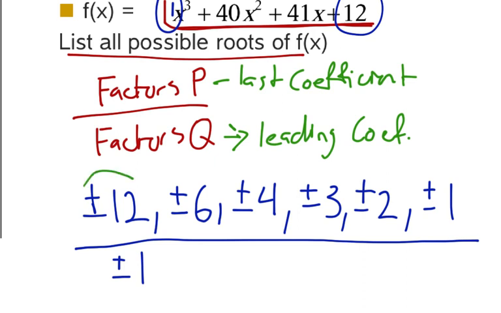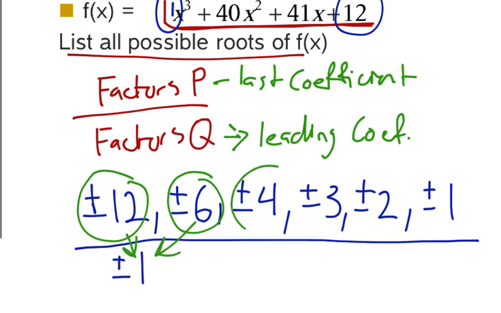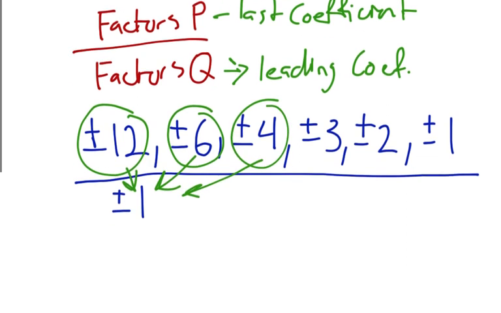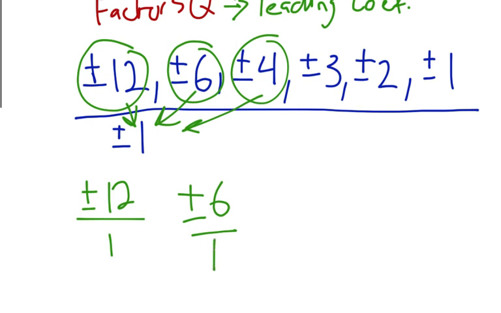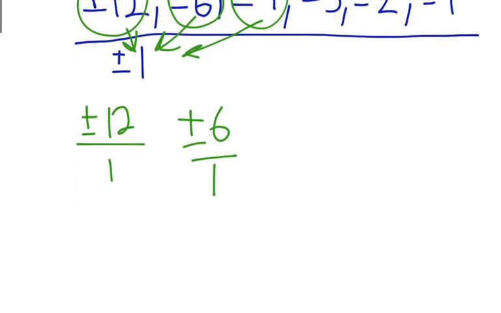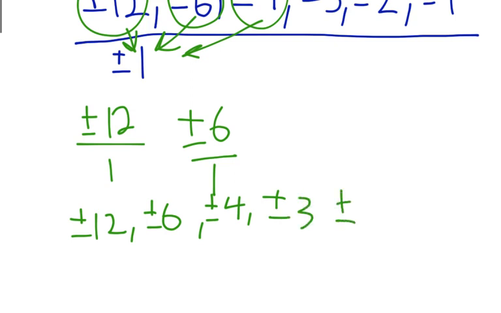We just take our 12 and divide it by the 1, our 6 divided by the 1, and so on down the line. So that means that each one of those are over 1, so really it's just going to result in plus or minus 12 over 1, plus or minus 6 over 1, and so on. But that'll all reduce to plus or minus 12, plus or minus 6, plus or minus 4, plus or minus 3, plus or minus 2, and plus or minus 1.